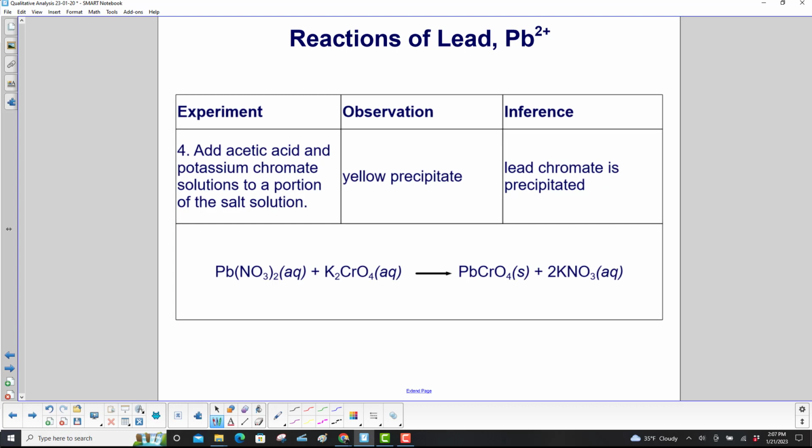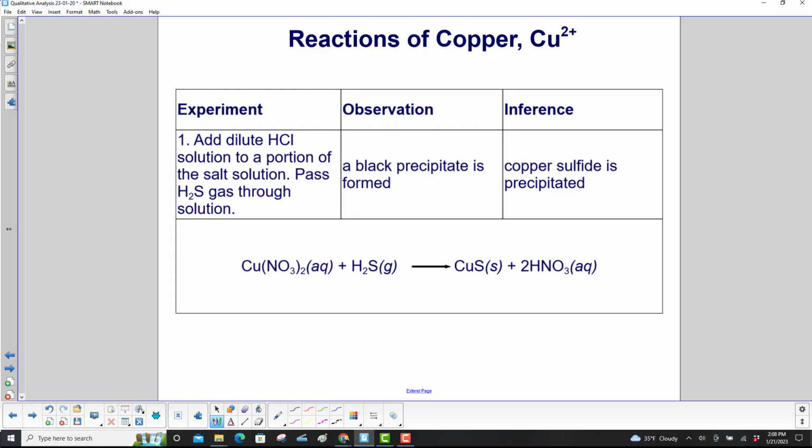4. Add acetic acid and potassium chromate solutions to a portion of the salt solution. Observation: yellow precipitate. Inference: lead chromate is precipitated. Reactions of copper. Experiment 1: add dilute hydrochloric acid solution to a portion of the salt solution. Pass hydrogen sulfide gas through the solution. Observation: a black precipitate is formed. Inference: copper sulfide is precipitated.